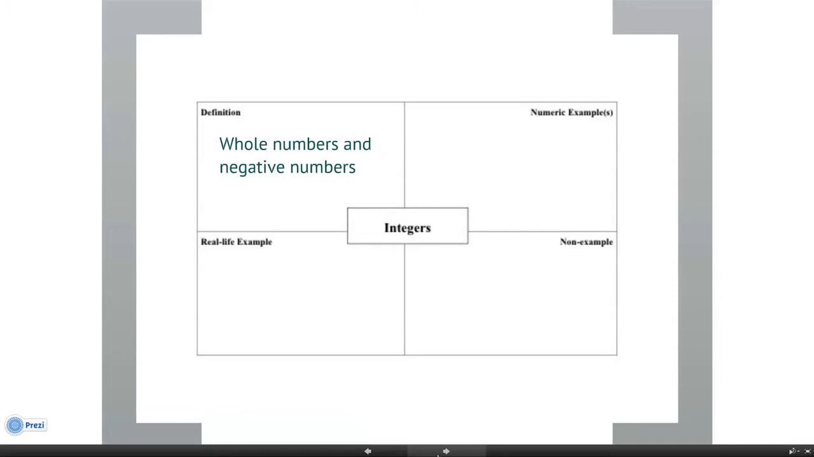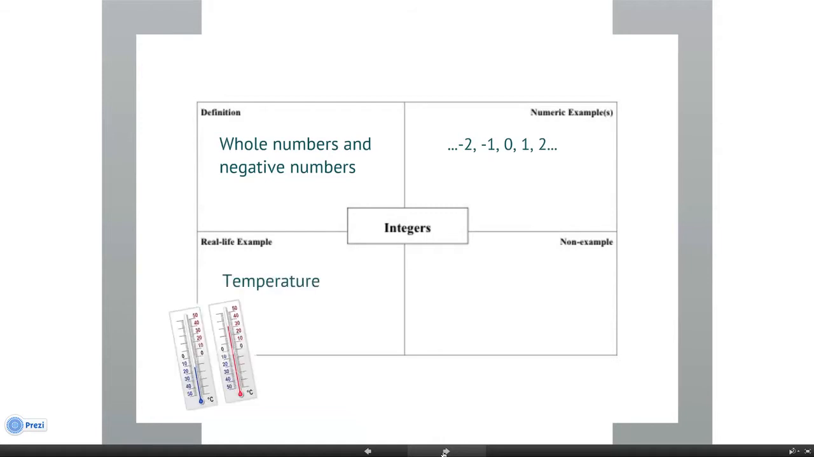So what's our numeric example? Who can suggest some? Yeah, it's like 0, 1, and 2 like before, but it also has negative numbers, so like -1 and -2 go in the other direction. So what's a good real-life example for integers? What's something that we do in everyday life that has negative numbers in it? Well, one example would be temperature. If the temperature is below 0, it's suddenly in negative degrees. So that's one that we come across all the time.